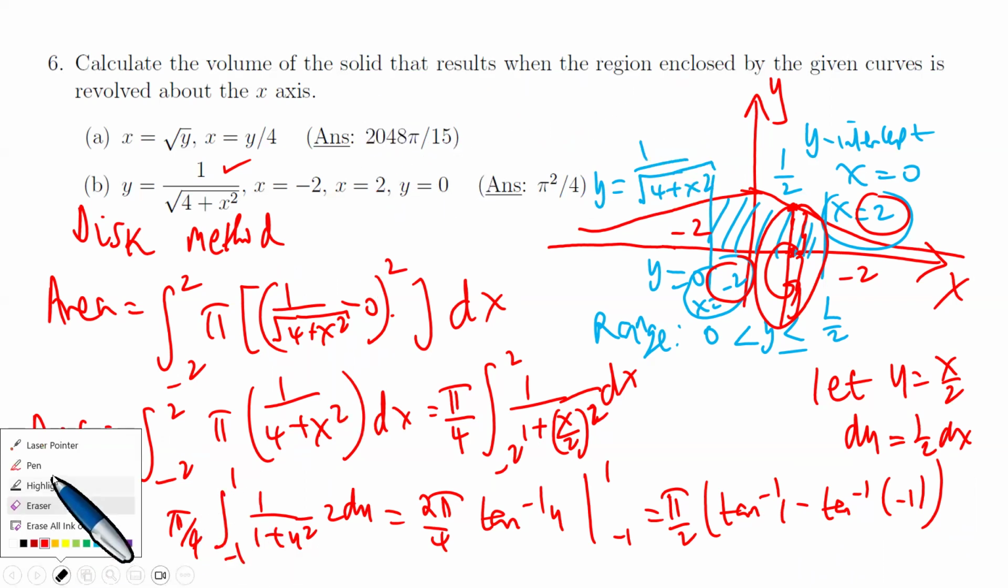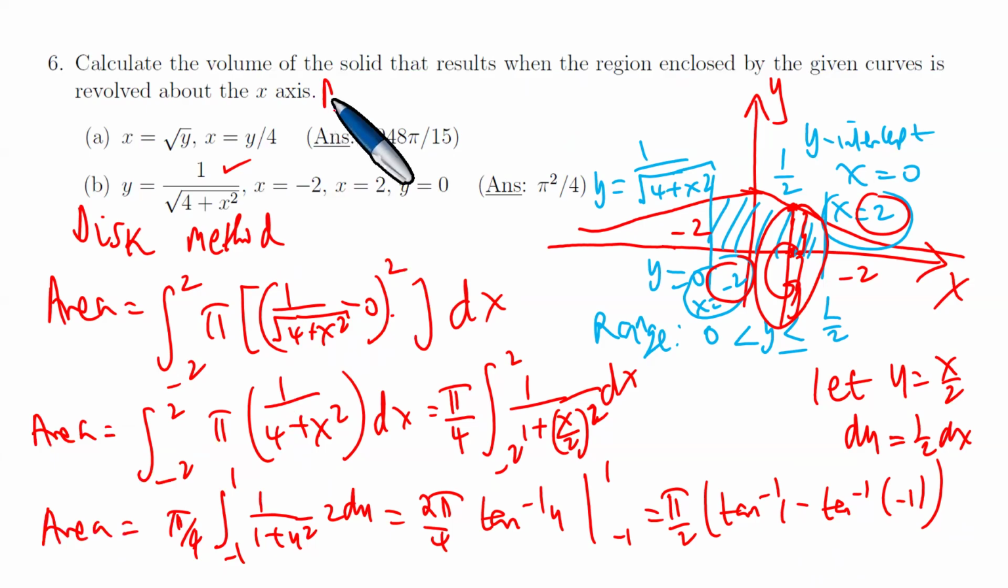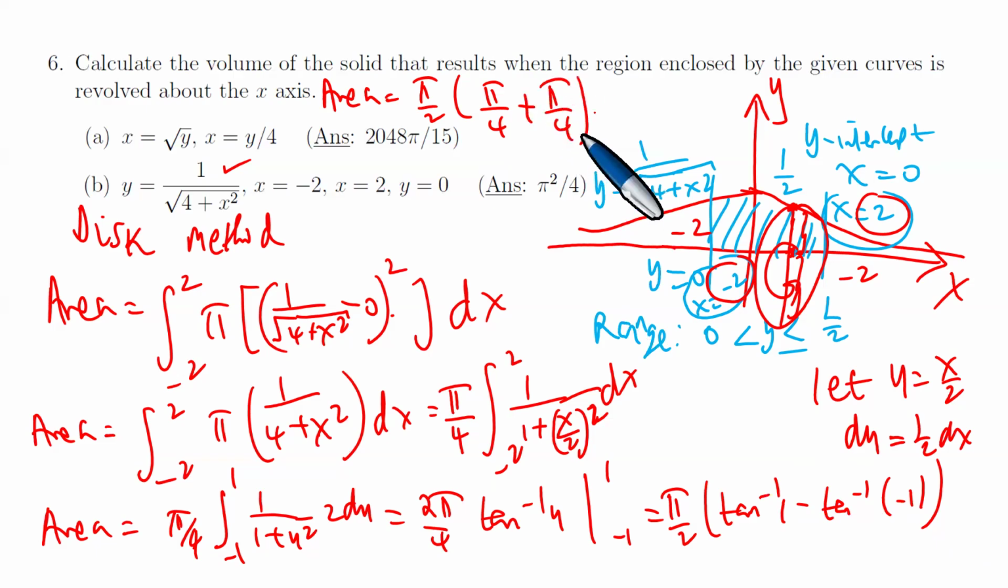What is the area? Pi out of 2. Arctan 1 is pi over 4. And this is negative, negative. The negative goes out through the arctan function, so negative by negative is a plus pi over 4. So doing this one, it is pi out of 2.